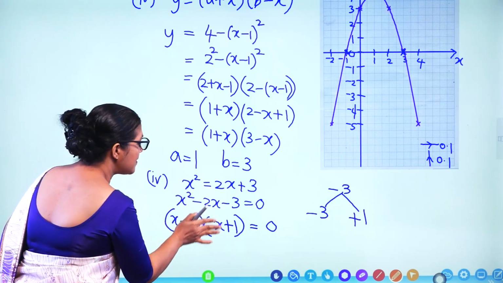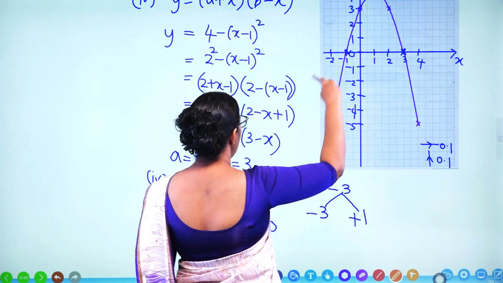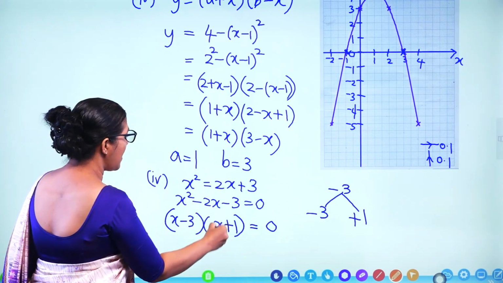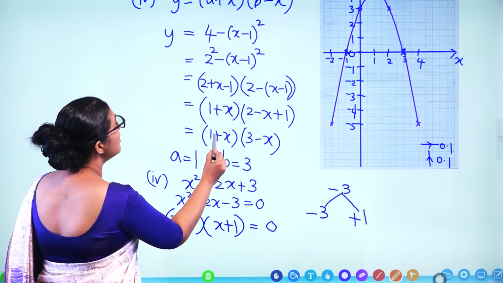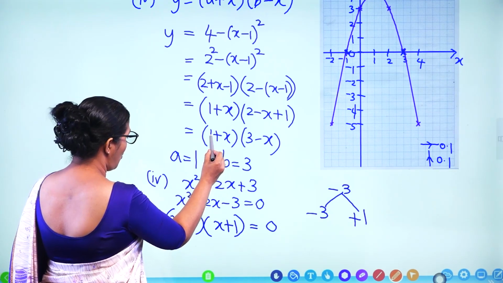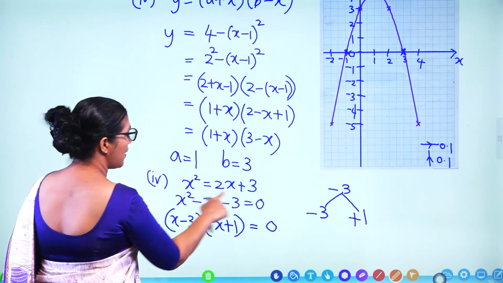We can see this is the same graph here. When you simplify this, you get the same graph. So you can cross multiply here. We got this one before, 1 plus x and 3 minus x. So you get the same thing.